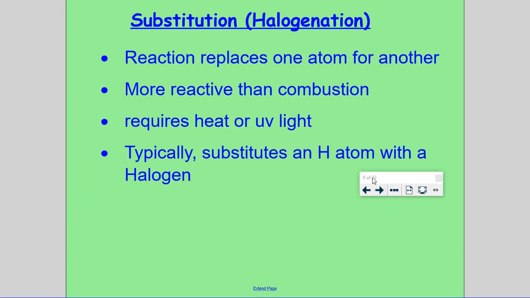Okay, so now on to something that is new. Substitution means that you're going to substitute a hydrogen with a halogen. So one halogen is going to replace a hydrogen present in your alkane, and this requires UV light or heat.